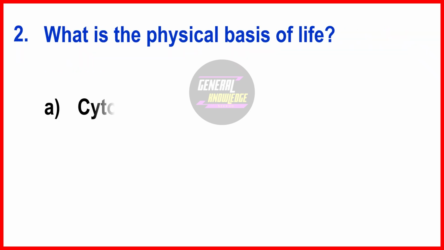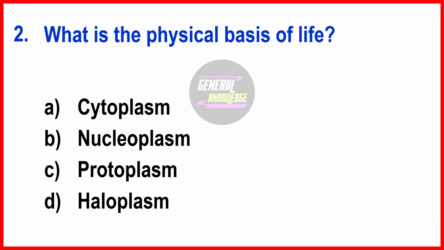Question number 2. What is the physical basis of life? The right answer is option C, protoplasm. The physical basis of life is protoplasm, the living substance within cells. It's a complex jelly-like substance containing all the essential components for cell function. Protoplasm includes the cytoplasm, nucleus, and other organelles, and is considered the fundamental material of all living organisms.